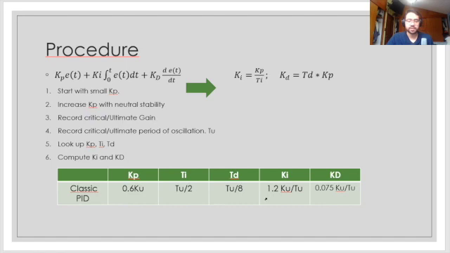With that and this table, which only works for classic PID, we can find the Kp, Ti, and Td, and with the values of Ti and Td, we can find Ki and Kd for the expression.